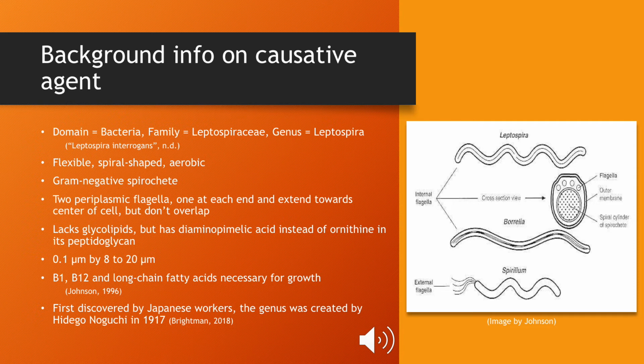And the agent does need B1, B12, and long-chain fatty acids for its growth. And it was first discovered by Japanese workers, and then the genus was created by Japanese bacteriologist Hideyo Noguchi in 1917 when he was working in America.